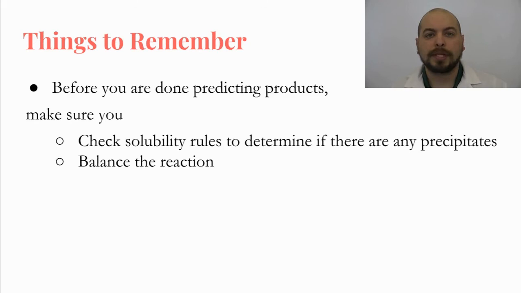Remember, before you complete any problem where you're predicting the products of reactions, you have to determine a couple of things. Number one is with what ratios will they be in, so that means balancing the overall reaction properly. And number two is what state will your products be in? Will they be aqueous? Will they be gaseous? Will they be solid? Or will they be liquid?